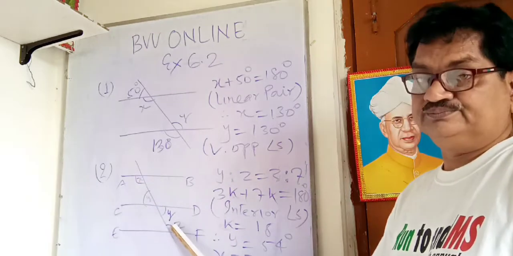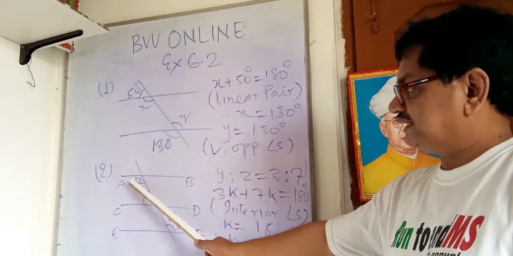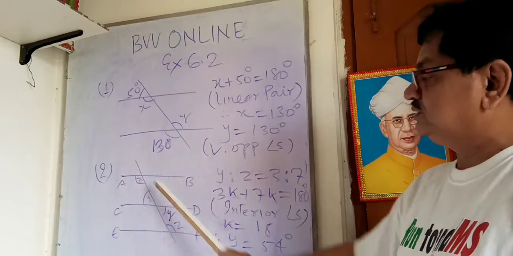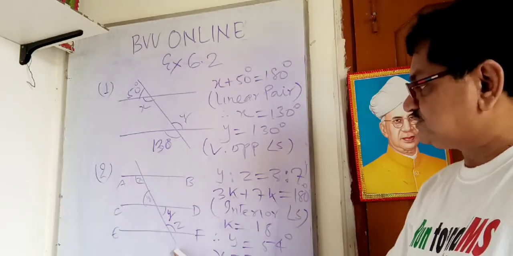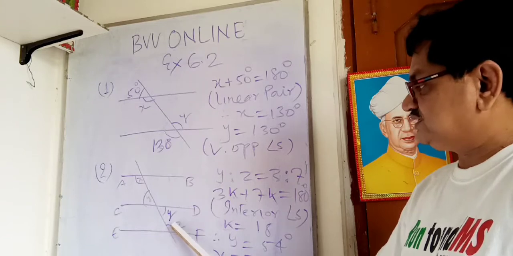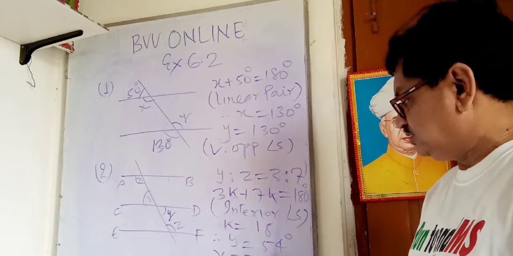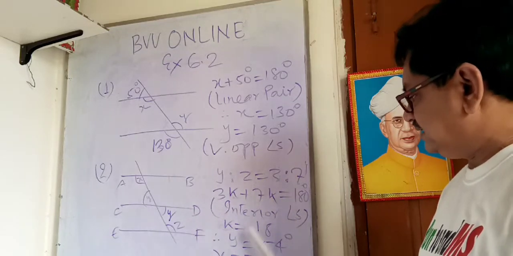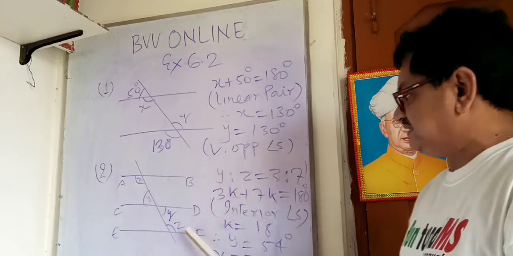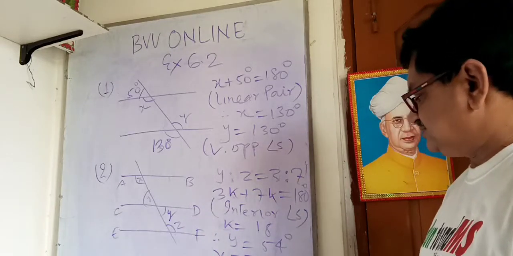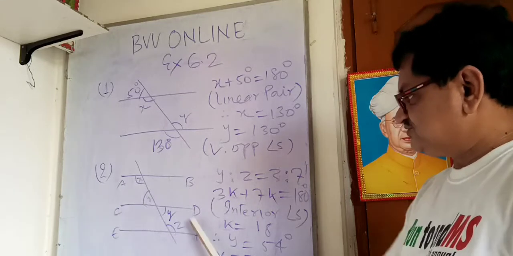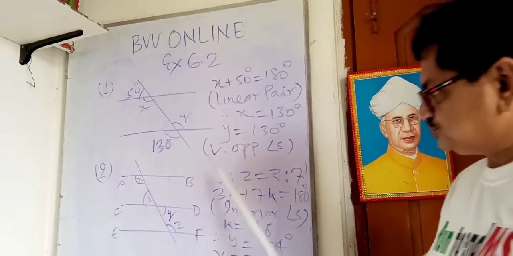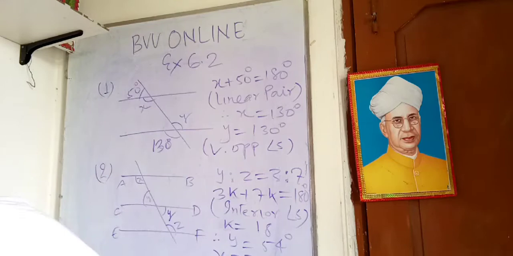X and z. Obviously, x and z are alternate angles. Why? Because A, B, E, F are parallel lines, and these are being intersected by this transversal. So x and z will be alternate, and definitely they will be equal. So z can be calculated to be 18 multiplied by 7, because it was 7k. So that comes 126 degree. So x and z will be equal to 126 degree, and y is 54 degree. So this is the solution of this question.